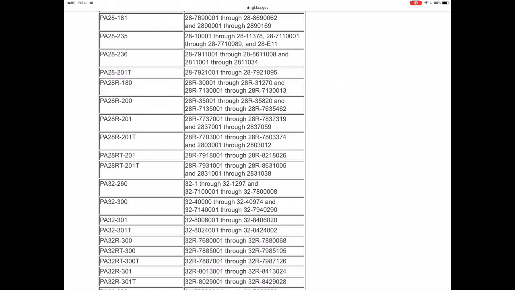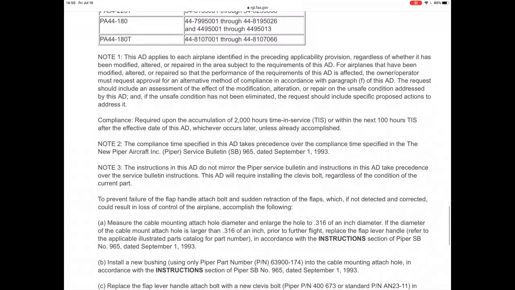That is where our responsibility comes in this whole menagerie of legalese. As we move down, we're going to see a couple notes that are included that have additional information that is pertinent to this AD. Note 1 tells us that this is applicable to each airplane identified in the applicability section, which we just took a look at, regardless of whether it has been modified, altered, or repaired in the area subject to the requirements of the AD.